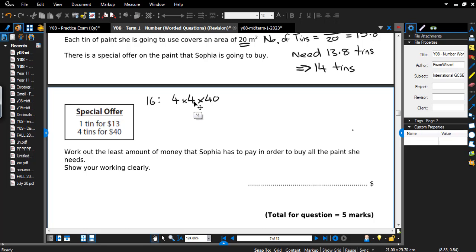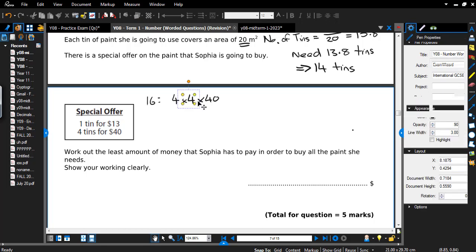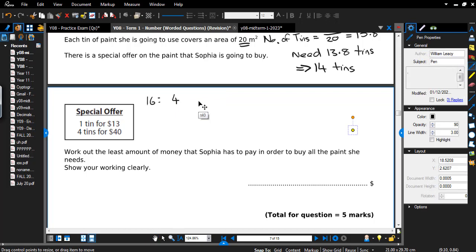Sorry, let's go back there. We know that we can get 4 tins for 40, right? So you can get 16 tins for 4 times 40, because that's 16. Remember, 4 tins give us 40, so to get 16 we'd have to get 4 times that. So that equals $160. Well, we don't even need 16, we need 14, so that might be too much.